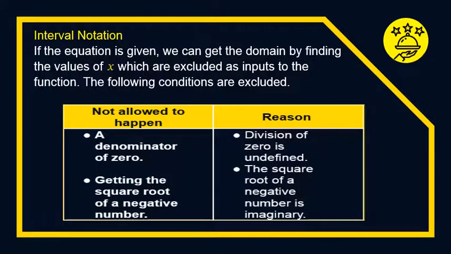So we are going to focus on the given rational algebraic expression or fraction. It means that the denominator is not equal to 0. Then the second one: getting the square root of a negative number. Reason: the square root of a negative number is imaginary.